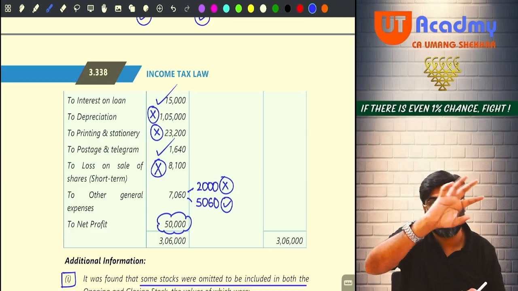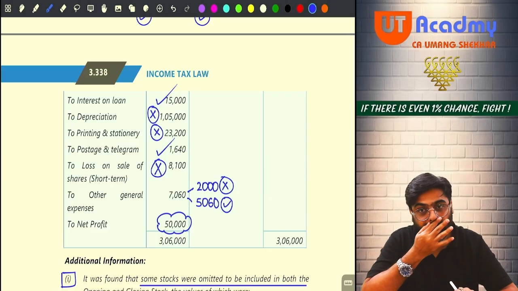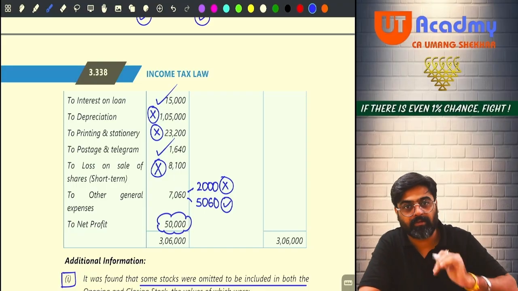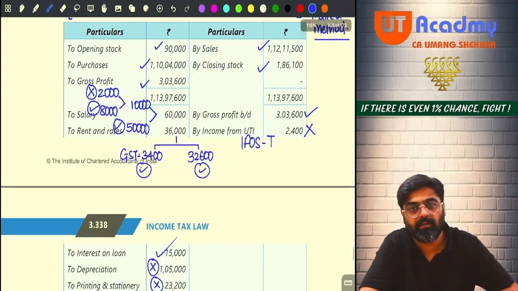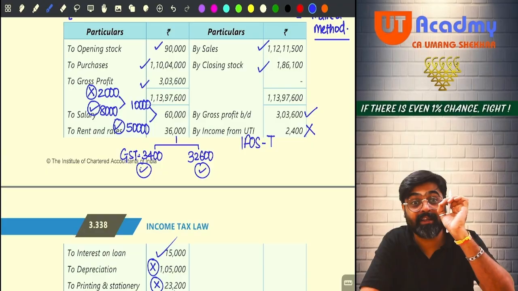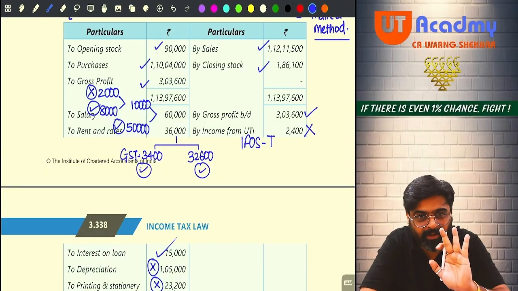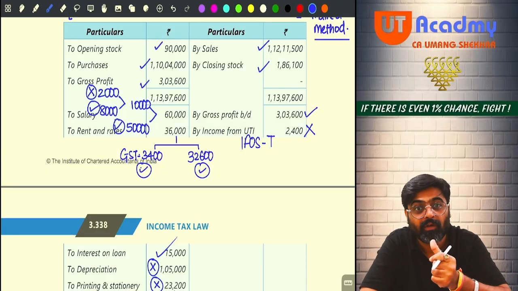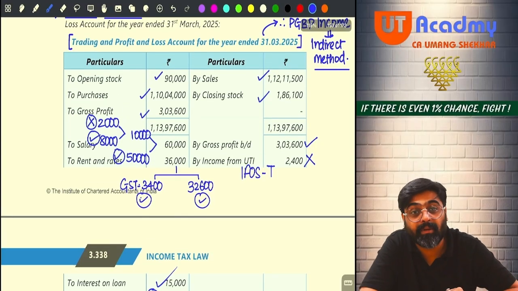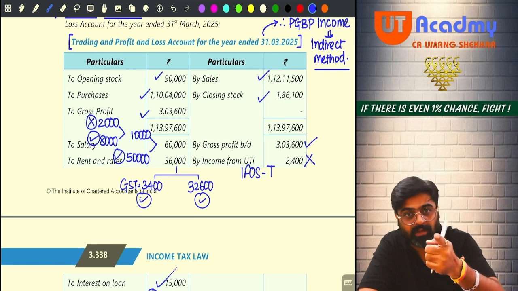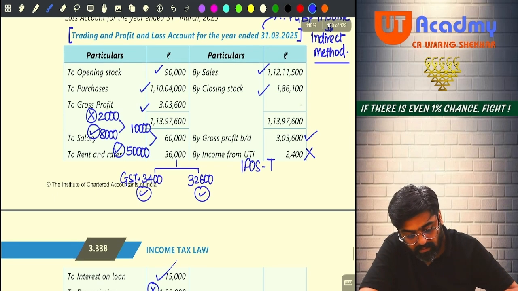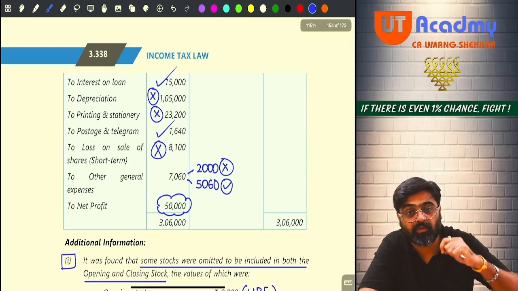So take this profit on your calculator. 50,000 on your calculator, everyone. Now go to the debit side. Can you see the debit side? On the debit side, whatever expenses are cross, meaning disallowed, should not be reduced. You have reduced them, no? We have to add them back. So first you will add 2,000 salary paid to brother. Add in your 50,000, add 2,000 of salary. Then add depreciation 1,05,000.